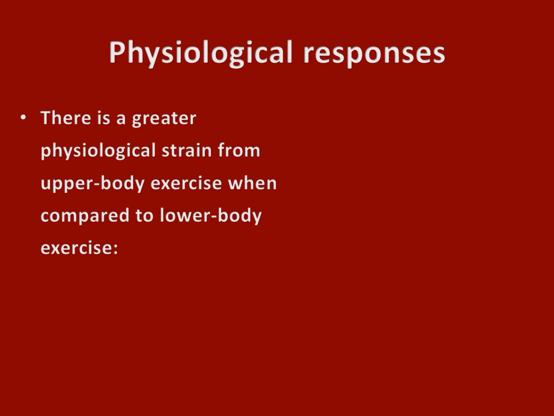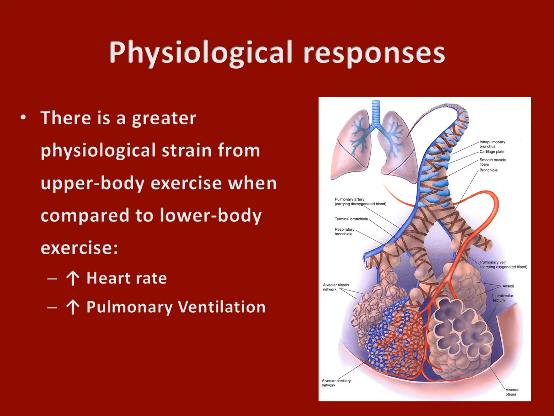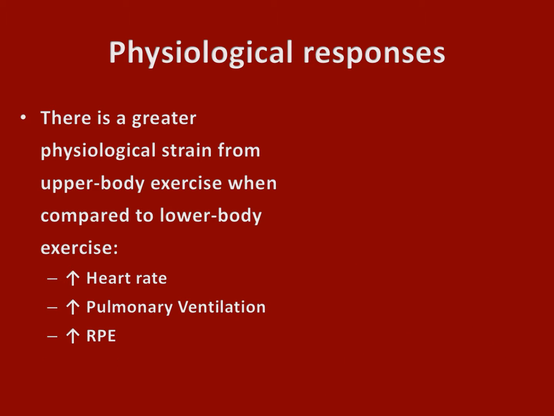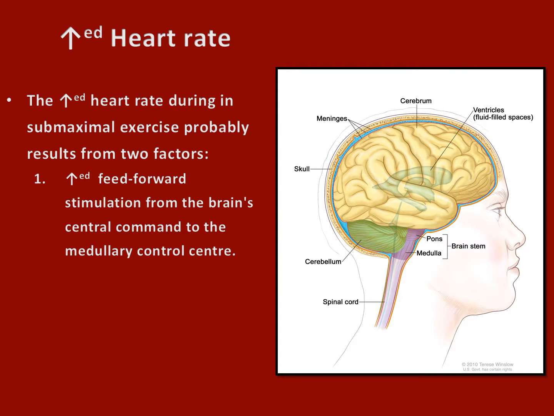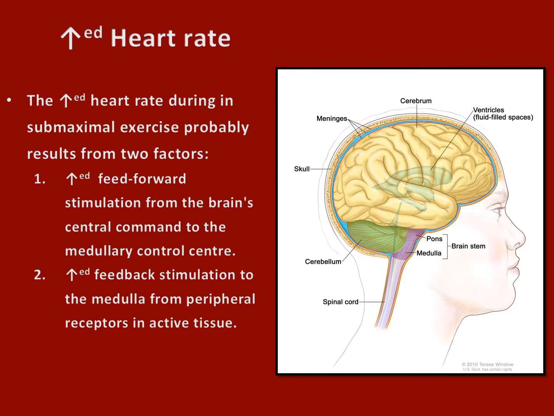Upper body exercise is more difficult when compared to lower body exercise as it leads to an increased heart rate, an increased pulmonary ventilation, an increased rate of perceived exertion, and an increased blood pressure. The increased heart rate during upper body exercise when compared to lower body exercise can be attributed to increased feedback stimulation from the brain's central command to the medullary control center, or the cardiovascular control system, and increased feedback stimulation to the medulla from peripheral receptors in active tissue as well.